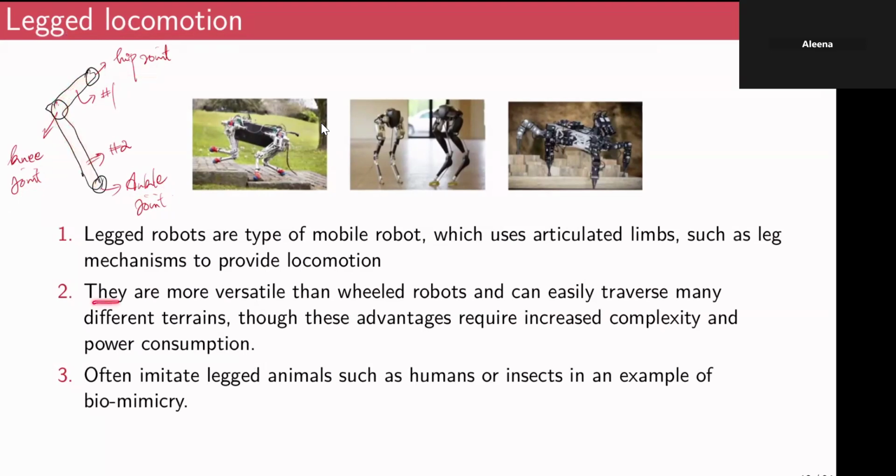The second feature is they are more versatile than wheeled robots and can easily traverse many different terrains. Though these advantages require increased complexity and power consumption, right? So in case of a wheeled mobile robot, you only have a single motor to rotate the wheel. But in case of a leg, as you can see, you have at least 3 motors for each leg. And if you have 4 legs, you will have at least 3 multiplied by 4, which is 12 motors or 12 inputs. So that essentially increases the power consumption by quite a big margin.